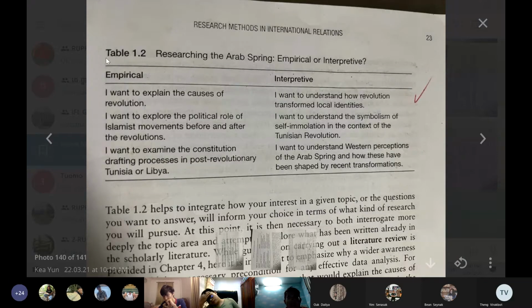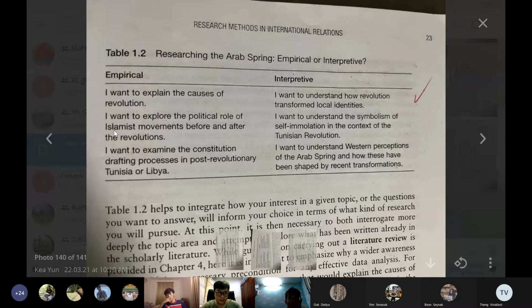This is the 3 empirical topics, and this is the 3 interpretive topics, and you look at it differently. For example, if you say, I want to explain the causes of the revolution. Here they come from the same topic, which is actually the Arab Spring, empirical or interpretive. And then you break it down into smaller subtopics. Empirical: I want to explain the causes of the revolution, here the Arab Spring.